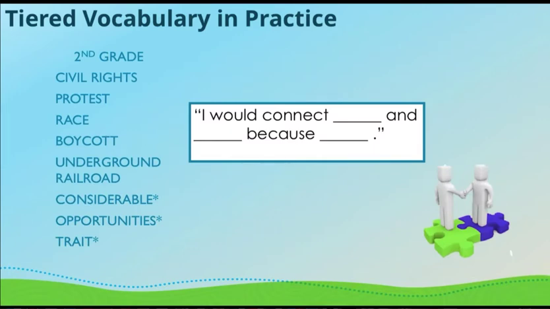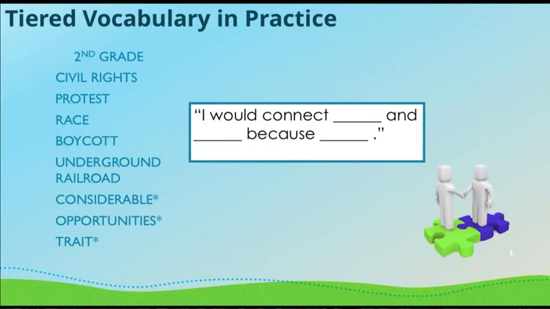One of the strategies that you can use for that is called a connect to. And so this is an example of some second grade social studies vocabulary. And you would ask your students, using this sentence frame, I would connect blank and blank because blank, to fill in those blanks with the vocabulary words, and then the most important part, because, and their reasoning. So what do you think, which ones do you think your students might connect?